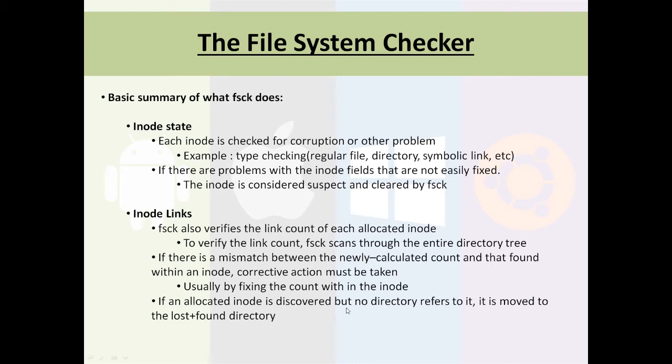Now, if an allocated inode is discovered but no directory refers to it, it is moved to what we call the lost and found directory. In this directory, you'll basically find recovered bits and pieces of corrupted files. It's like a trash bin of corrupted files that may or may not be recovered, depending on other tools and so on.